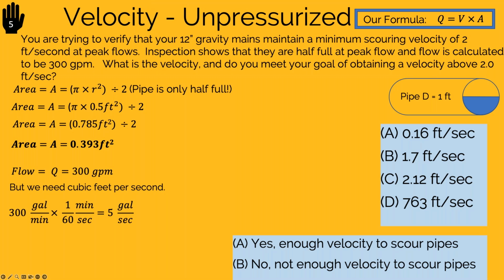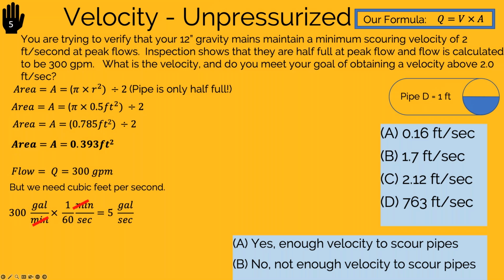So we can do that using our conversion factors. So 300 gallons per minute, if we're doing it stepwise. We know that there's 60 seconds in a minute, so 1 minute over 60 seconds, multiply that straight across, and you get 5 gallons per second. So now we've got one of our units correct, seconds. Now we just got to turn the gallons into cubic feet.